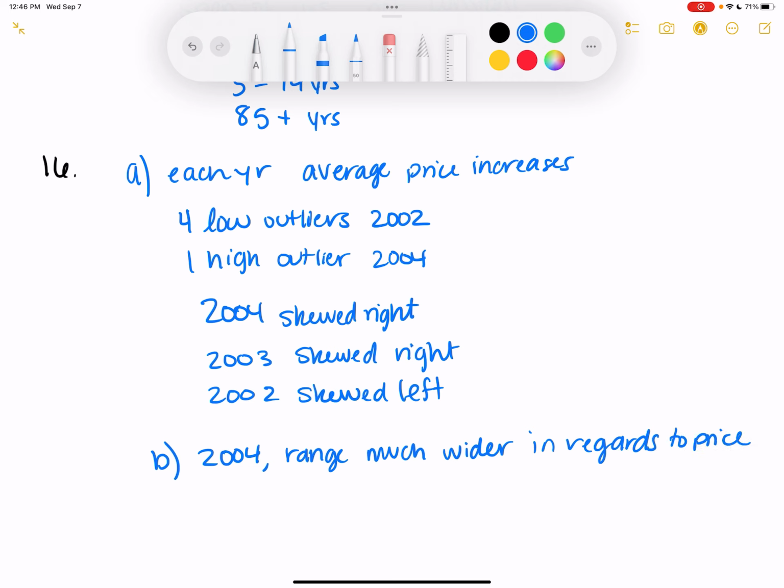And what about the IQR? If you look at the IQRs, it has the biggest one out of all of them. So it also has the biggest IQR. And some of it's just kind of looking, 2003 and 2004 look kind of similar, but I think if you really actually move them side by side, you would see that 2004 is a little bit bigger.